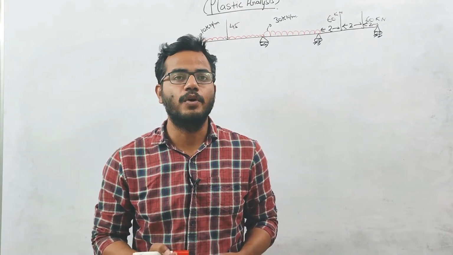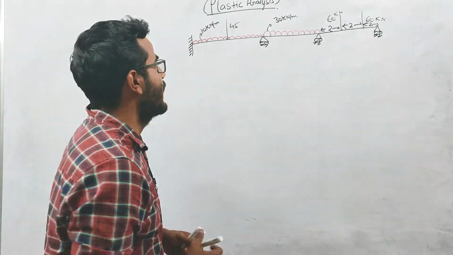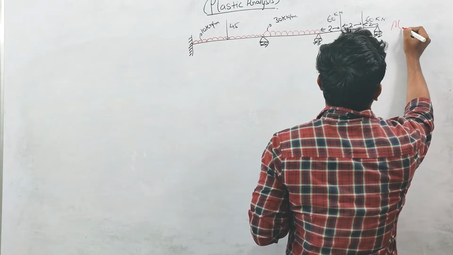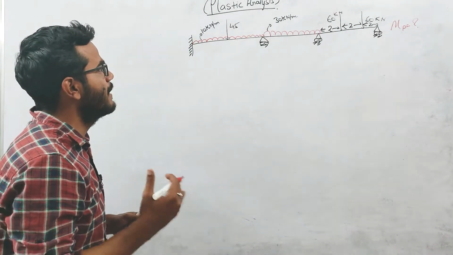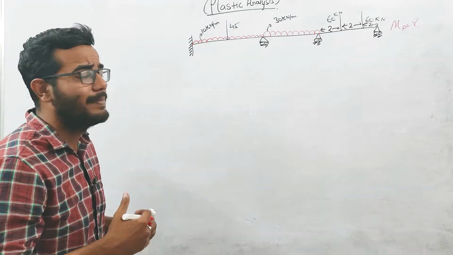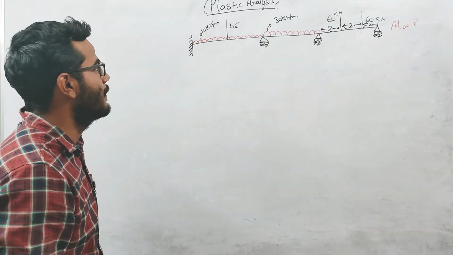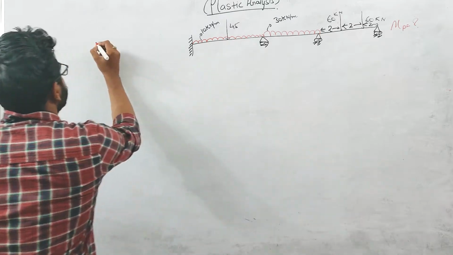In this lecture, we are going to discuss one problem on a 3-span continuous beam in which we need to find the plastic moment capacity for this beam. We are considering this beam as prismatic, so this Mp, the plastic moment capacity, will be constant for the whole beam. So this is a 3-span continuous beam.